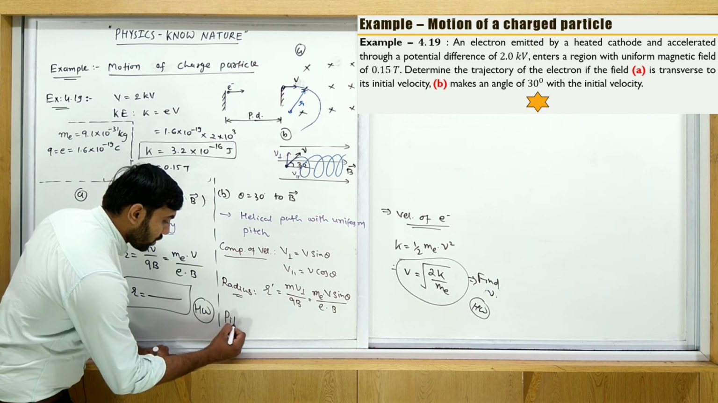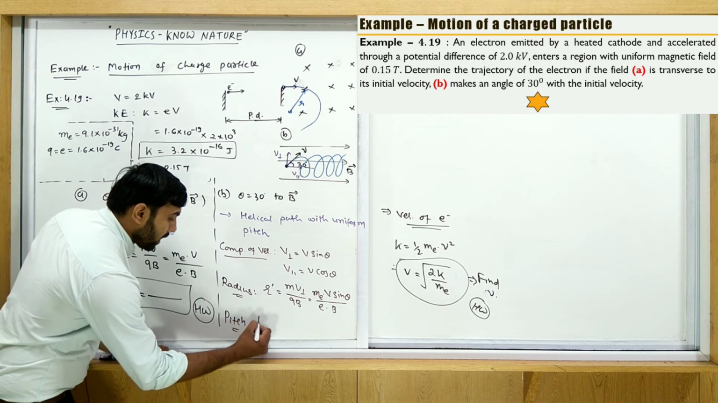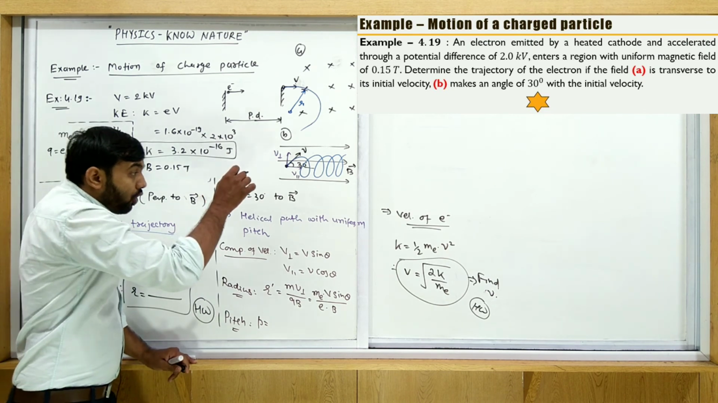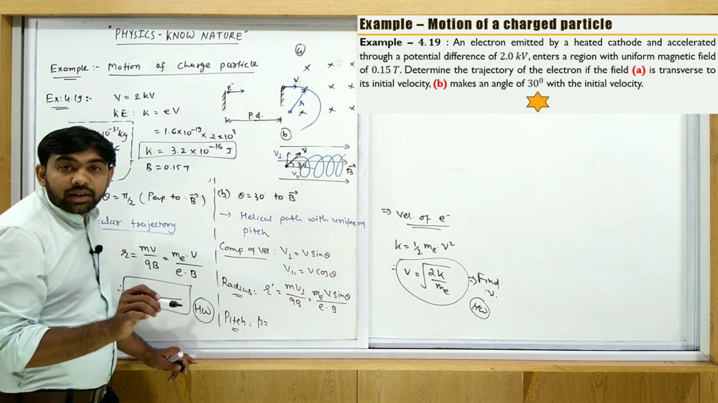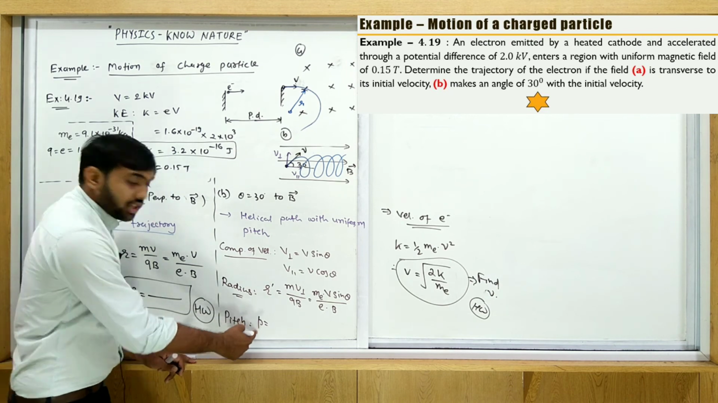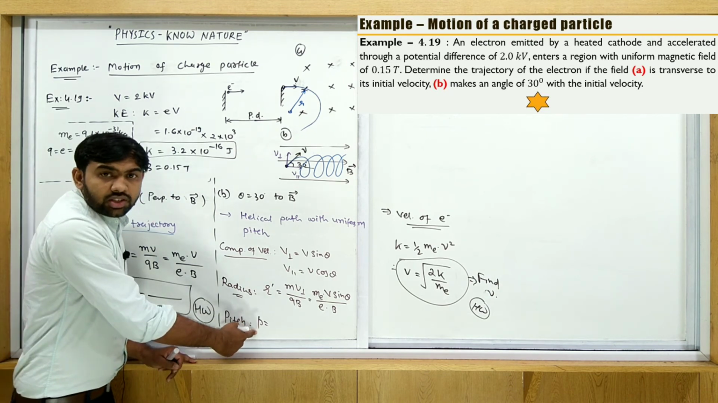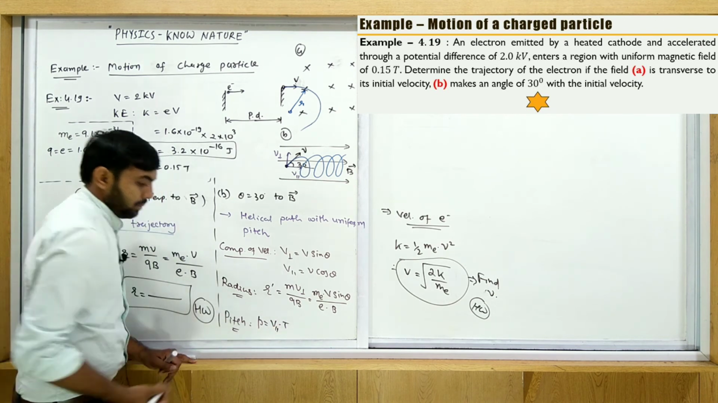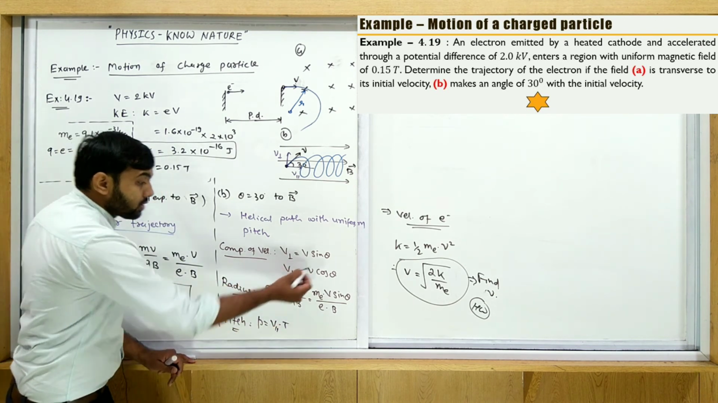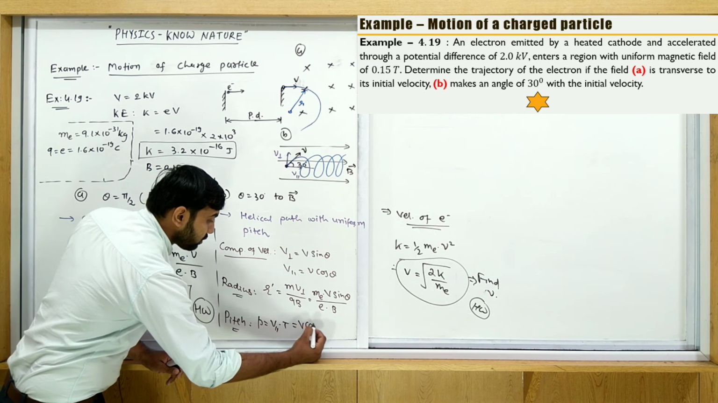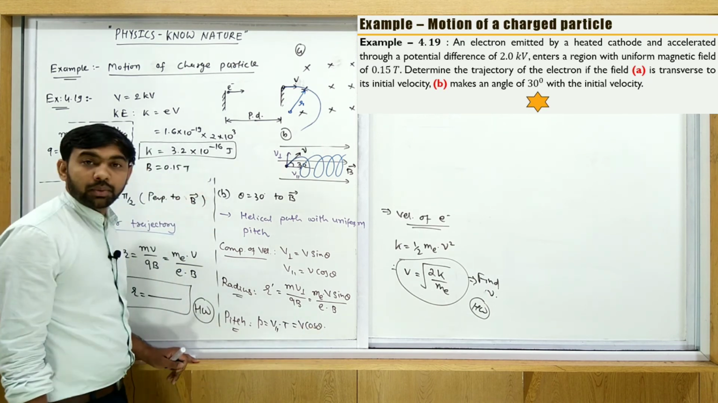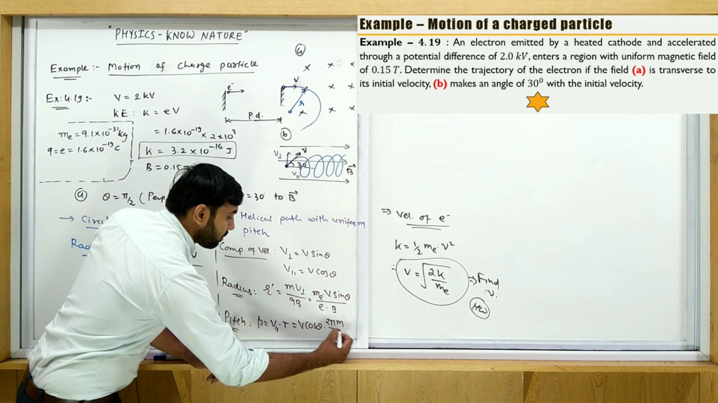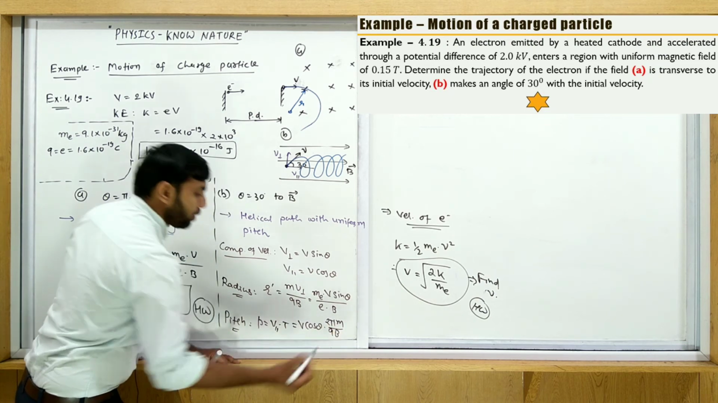And what is the pitch? Pitch P is equal to the horizontal velocity and the time period. Pitch is the distance, nothing else. Distance is equal to speed into time. So what is V parallel? V parallel is V cos theta. So that is V cos theta into the time period of this one. The time period is a very well known value, 2 pi m upon qB.